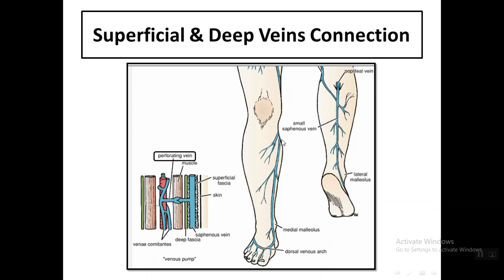So there is a connection between the superficial and the deep veins through what are called perforating veins. These make a connection between the superficial and deep sets of veins. Of course, these superficial veins have valves, which ensure that the blood flows in one direction, upward toward the heart. There is also a connection between the great and the small saphenous vein.